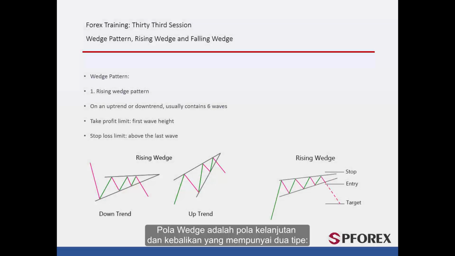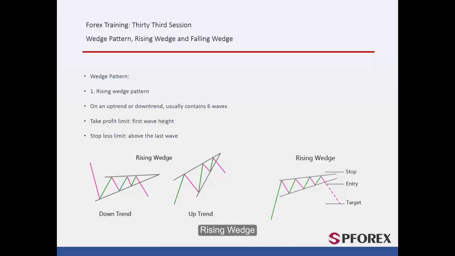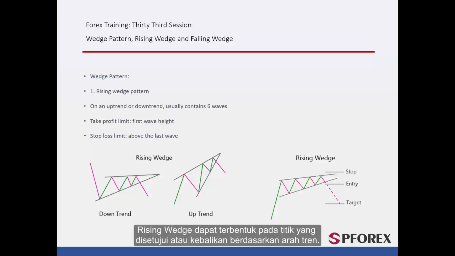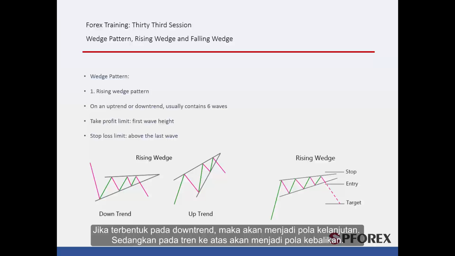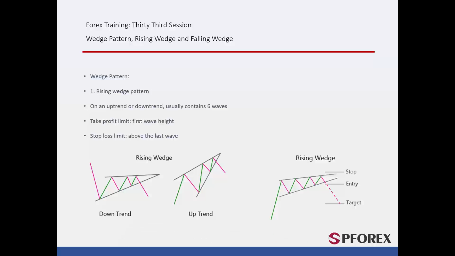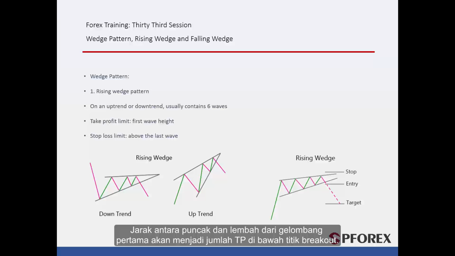Wedge. The wedge pattern is a continual and reversal pattern that has two types: rising wedge and falling wedge. Rising wedge. A rising wedge can be formed on an agreeing or reverse point on the basis of a trend direction. If it is formed on a downtrend, then it would be a continual pattern, while on an uptrend it would be a reversal pattern.